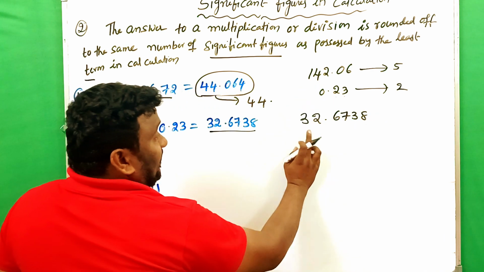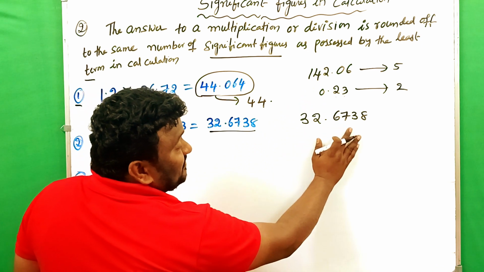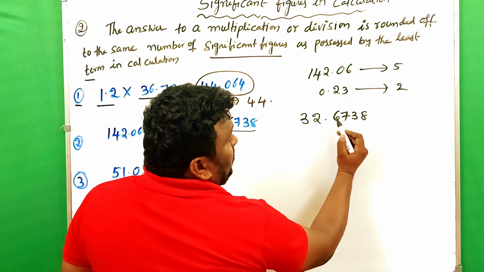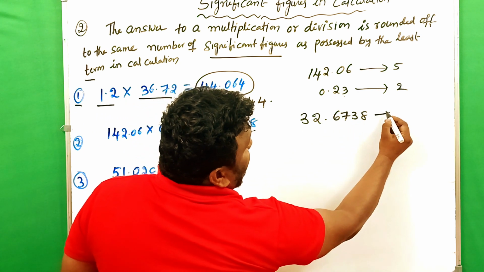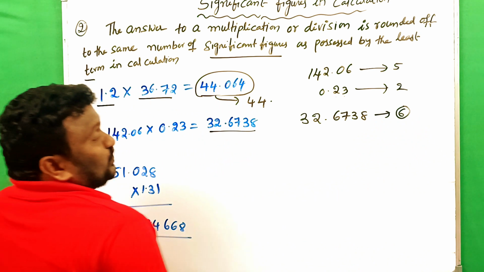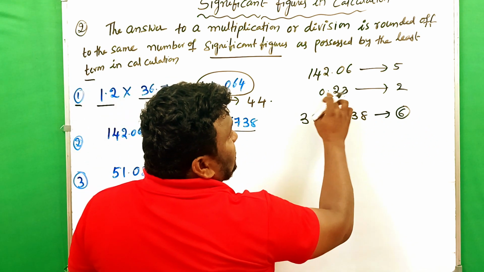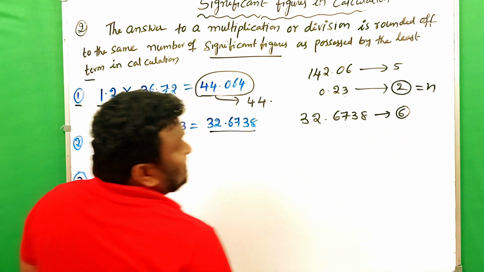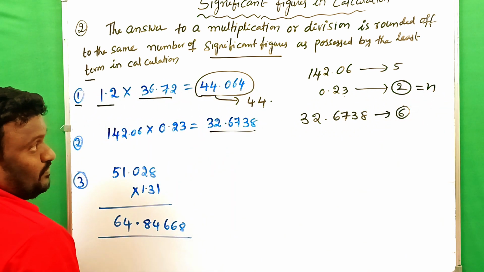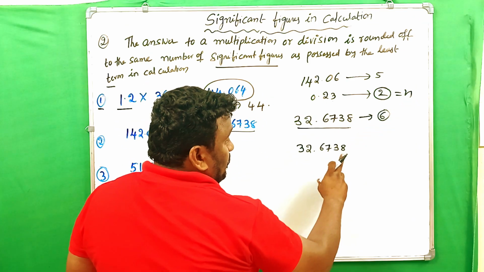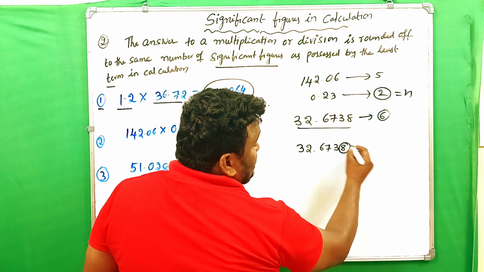After multiplying these two, what do you get? This one, 32.6738. Clear? So 1, 2, 3, 4, 5, 6. How many are here? 6 significant figures are there. So in these two numbers, 0.23 has the least significant figures, that should be taken as n equals 2. Clear? So the answer also is going to be rounded off to 2 significant figures. The 8 is going to be dropped first.